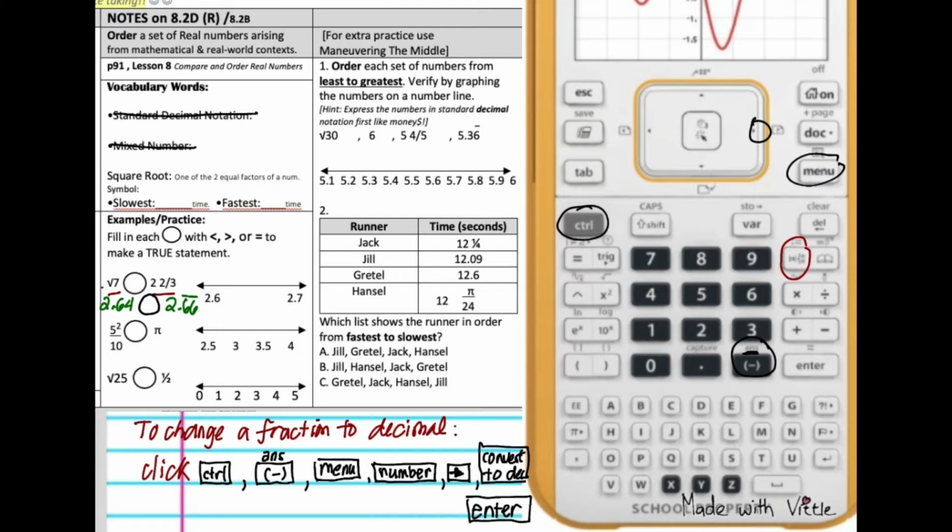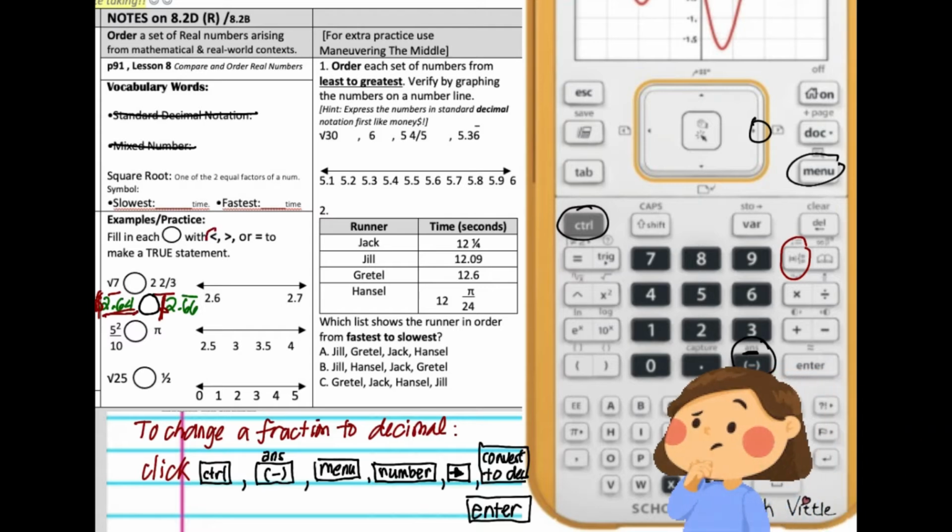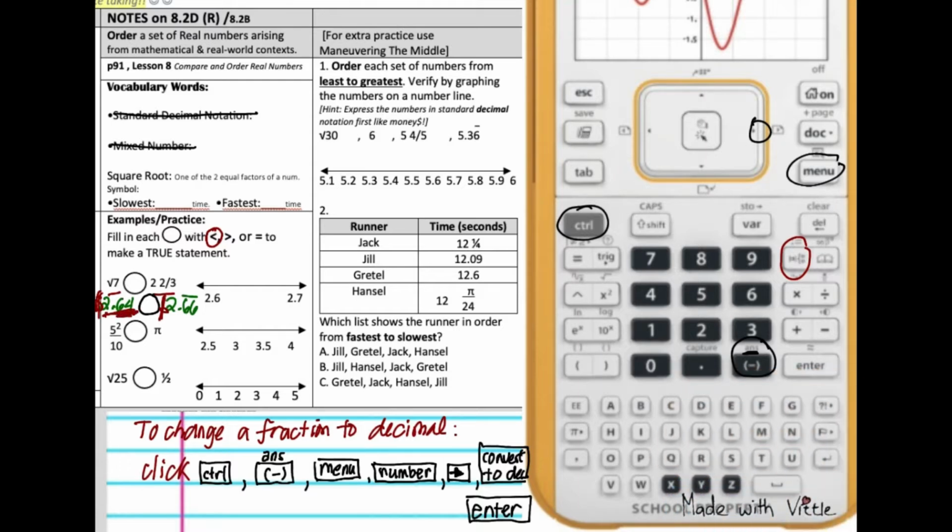Now, looking at our decimal forms, you can read it again and compare 2.64 to 2.66. What I always tell my students is that you can think of this like money. This is $2.64, and this one is $2.66. So if you are reading this first, $2.64, is it less than $2.66? And therefore, it makes sense. $2.64 is less than $2.66. So this is your symbol, the less than, pointing to the left.